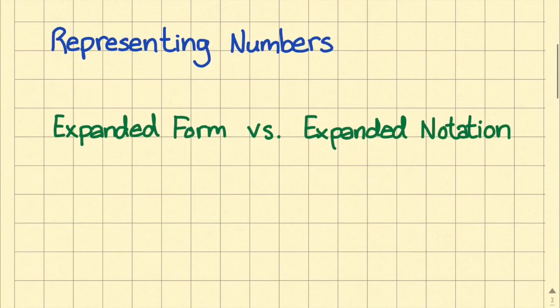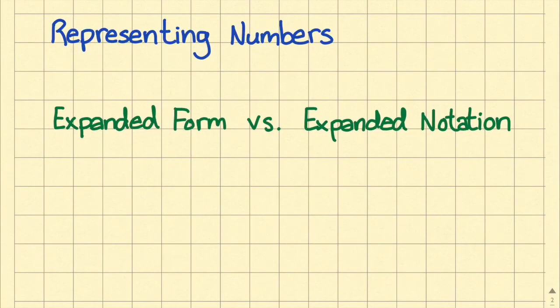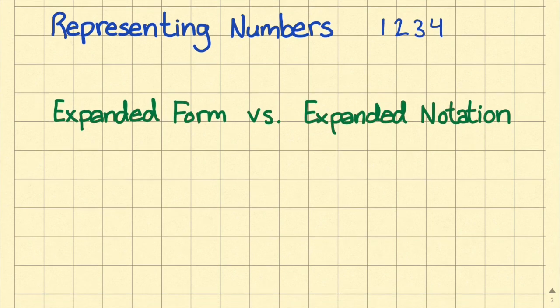So the next thing we've been doing is looking at how to represent numbers, specifically numbers that go into the thousands. So this number is not 1, 2, 3, 4, but 1,234. And so learning about this number and numbers above and beyond this and how we can represent them is really important for us. So I'm going to tell you a little bit about the difference between expanded form and expanded notation. Expanded form shows the value of each place, whereas expanded notation shows each digit multiplied by its place.